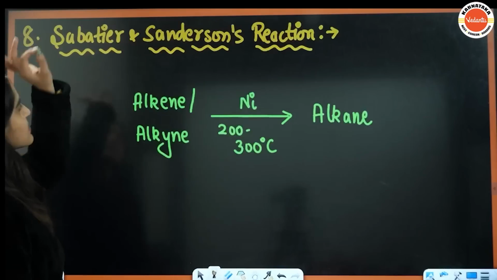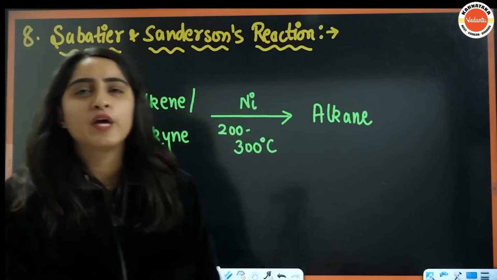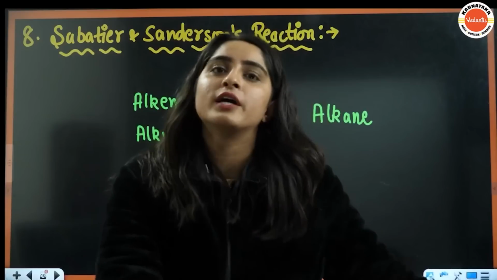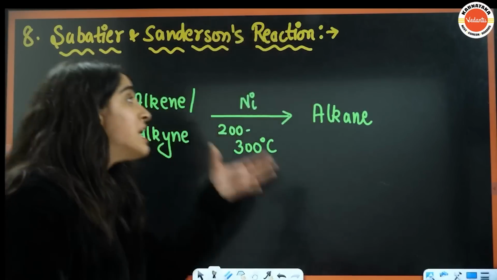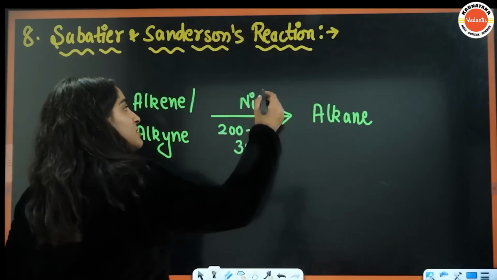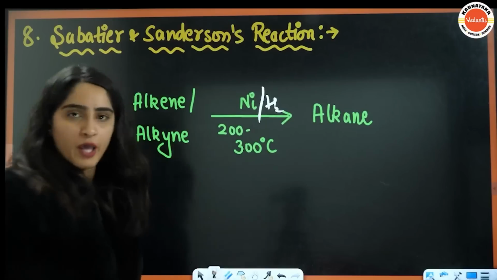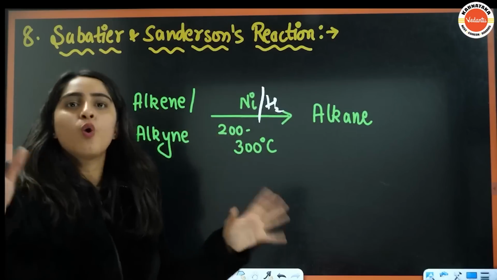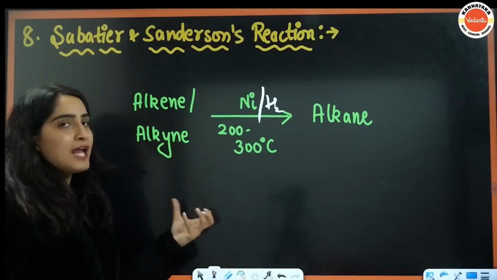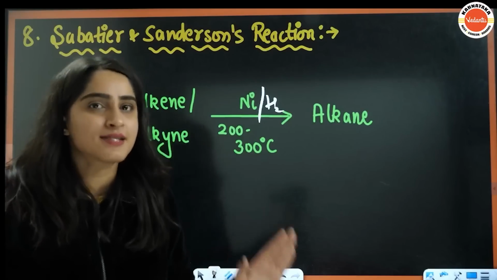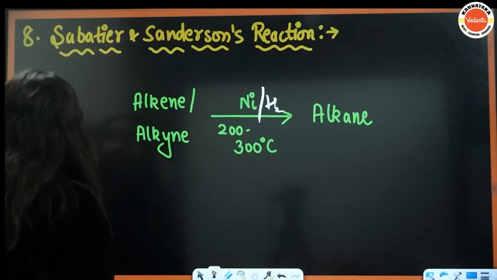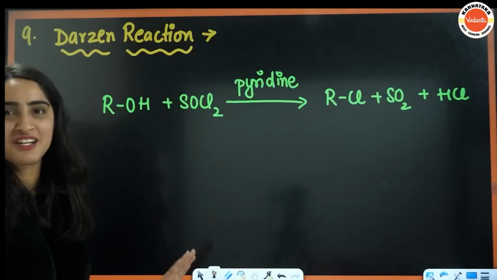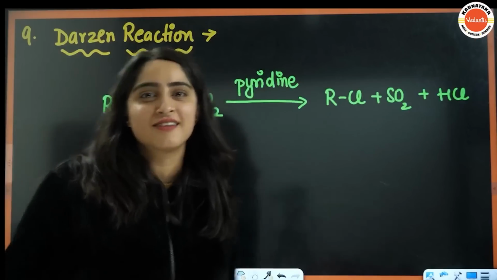Right. So next is the Sabatier-Senderens reaction. Here we have an alkene or alkyne that will be converted into alkane with the help of a catalyst, nickel, and hydrogenation will take place here. For alkene conversion we use around 200 degrees Celsius, and for alkyne we have around 300 degrees Celsius. Right, so next is the Darzens reaction, like a Tarzan movie. This is the Darzens reaction.